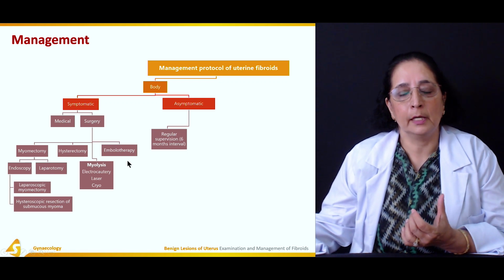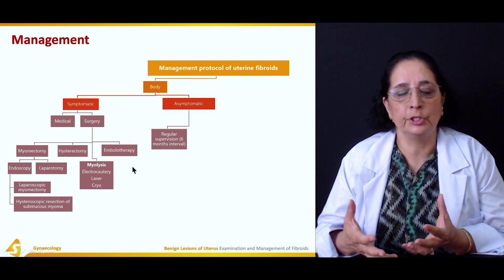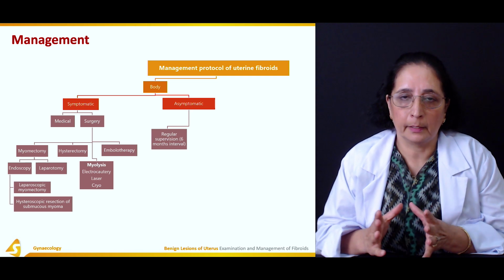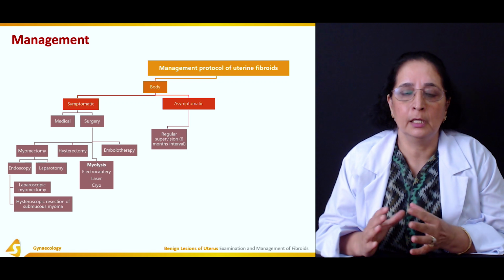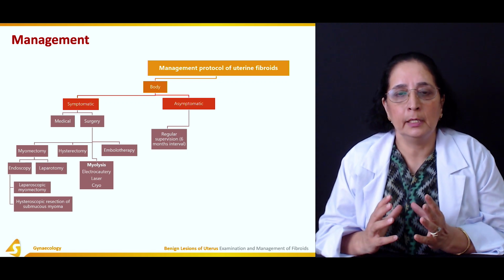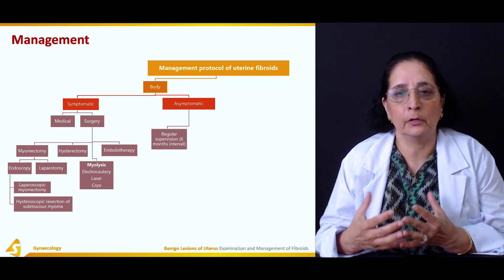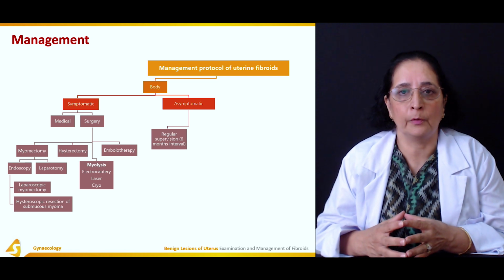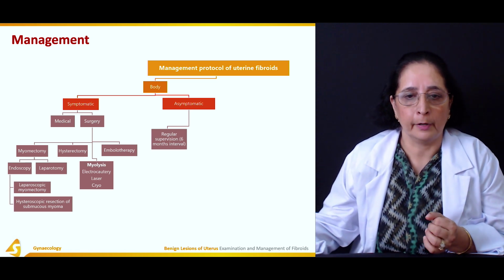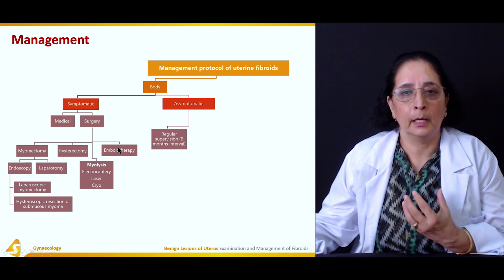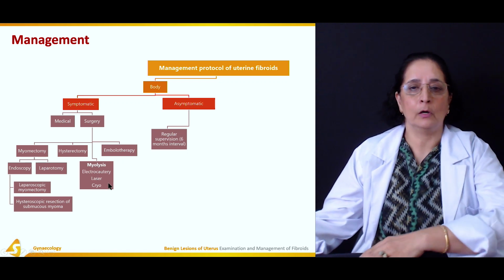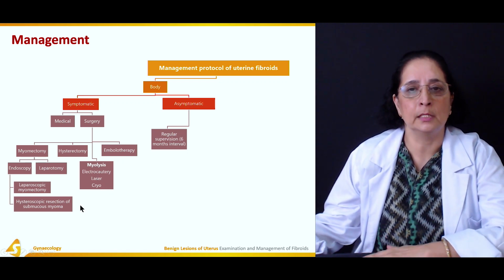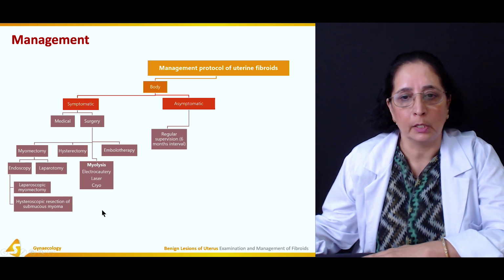Embolotherapy is the therapy in which the blood flow is obstructed, and then usually that can cause the death or necrosis or cessation of blood flow to the fibroid. Embolism is formed. Myolysis can be done by electrocautery, laser, or cryotherapy. Cryo is the surgery by the cold.